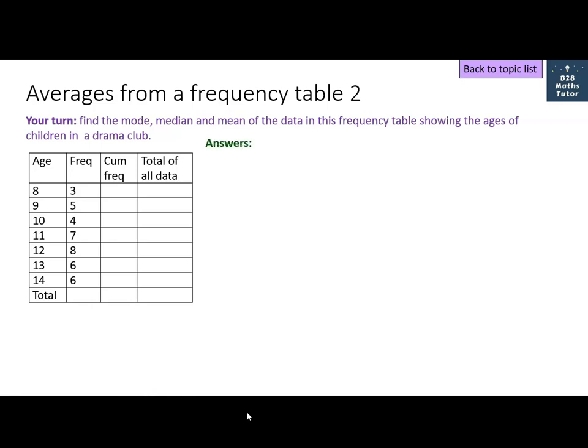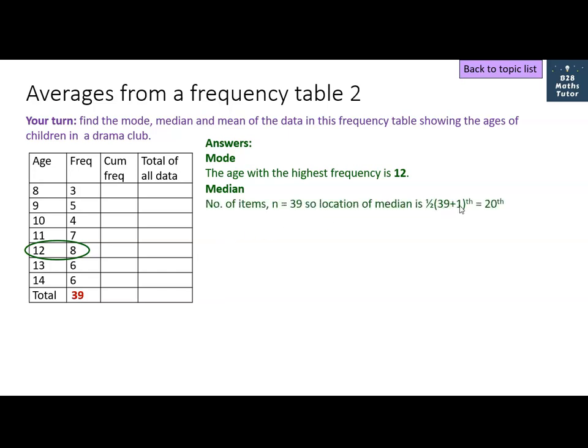And the answers. For the mode, the one with the highest frequency is 12-year-olds. So the mode is 12. For the median, we need to do that cumulative frequency column again. But first, we've got 39 data items here. So the location of the median is going to be 39 plus 1 over 2, which is the 20th data item. So we fill in our cumulative frequency.